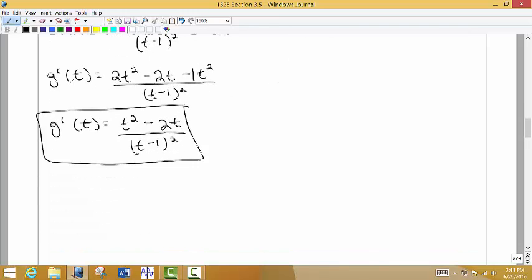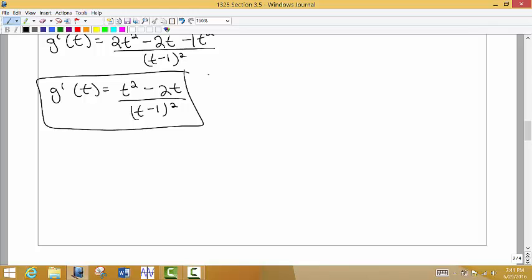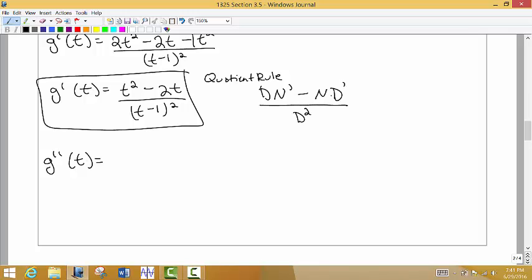Now once again we have a quotient, so we're using the quotient rule again. I'm going to find the second derivative. We put 2 marks there. So it's the denominator times the derivative of the numerator minus the numerator times the derivative of the denominator, all over the original denominator squared. You have to know that. So we're going to start with the denominator. That's t minus 1 squared. So that's my new denominator. This is what I'm working with now.